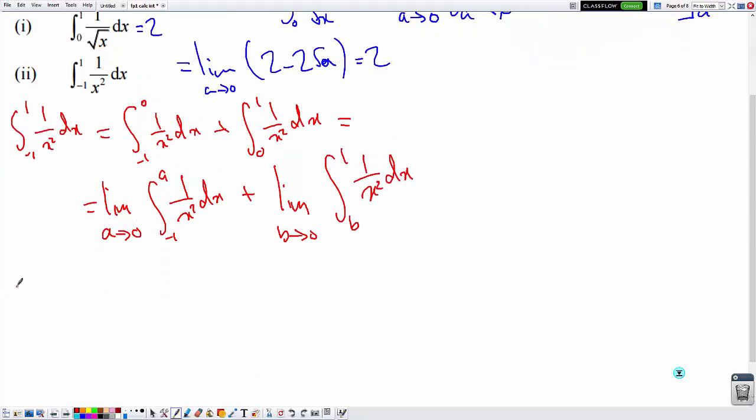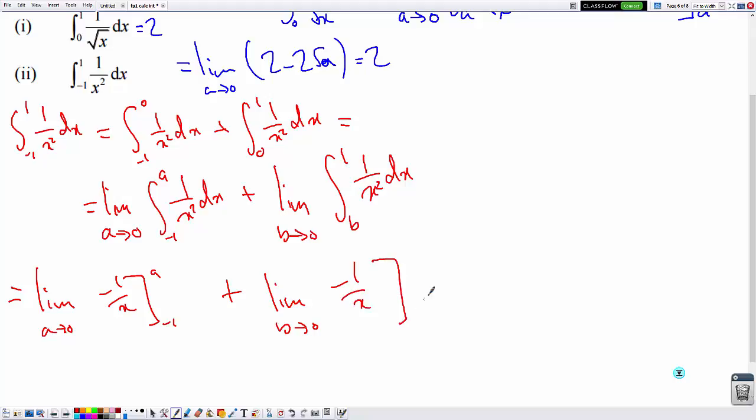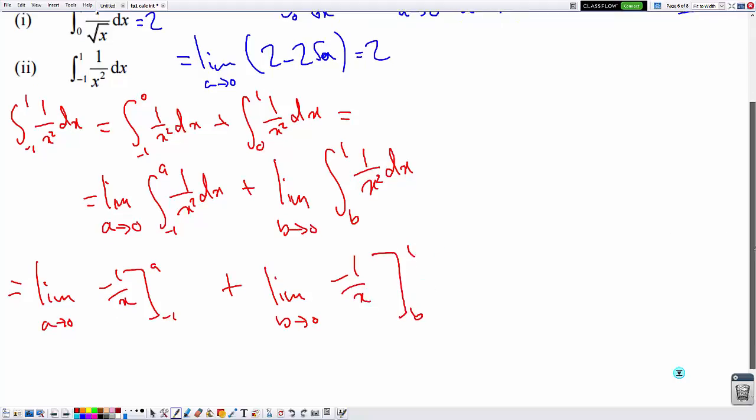Now we just work out these definite integrals. We've actually already done this in one of the previous examples. So the limit as a tends to 0. This was, if I remember correctly, minus 1 over x, and we have to work out the definite integral of that between minus 1 and a. The reason I didn't put extra brackets in before is that it makes it look more complicated. Plus the limit as b tends to 0. Of course, let's integrate this. It's the same integral as before. It's minus 1 over x between b and 1. And now we're just going to work out what these are.